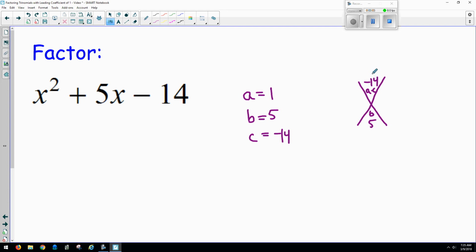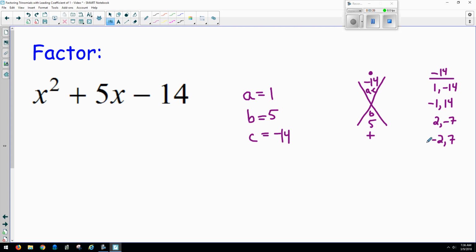So I'm looking for two numbers that when I multiply them, I get negative 14, and when I add them, I get 5. So I'm going to list out the factors of negative 14. So we see because it's negative, I need one positive and one negative. So I could have 1 and negative 14. I could have negative 1 and positive 14. And remember, I'm looking for when I add them together to get a positive 5. So I could have 2 and negative 7, or negative 2 and positive 7. And those are the only combinations that I can have to get negative 14.